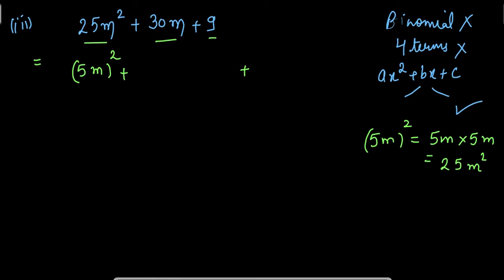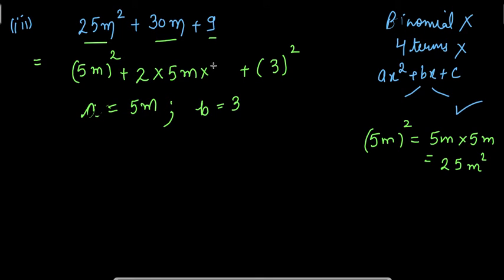Plus again your c term, which is 9, is again a perfect square number, so I can write it as 3 square. Copying this plus sign as it is, middle term is 2ab, so 2. What is my a here? A is 5m. What is my b here? B is 3. So middle term we have 2ab, it means 2 into 5m into 3, right? So now if you see your 2 into 5m into 3, which I have split, 2 5s are 10, 10 3s are 30 into m gives me the same term, which is your 30m, right?